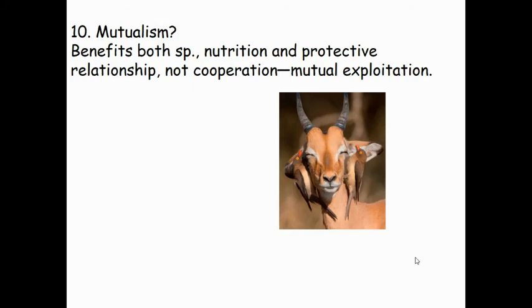Mutualism. That's where both organisms benefit. So in this case, it looks like these birds are picking insects off of the herbivore. So they're keeping them clean. So the birds are getting food. The herbivore is keeping parasites or insects off, staying hygienic.